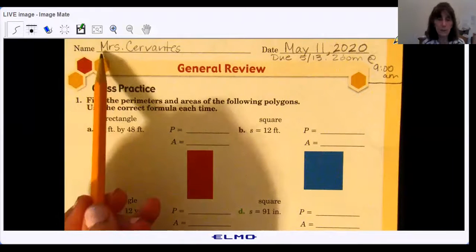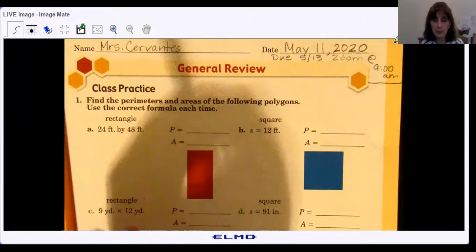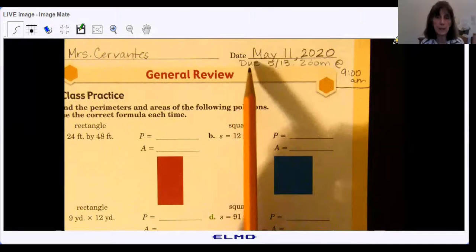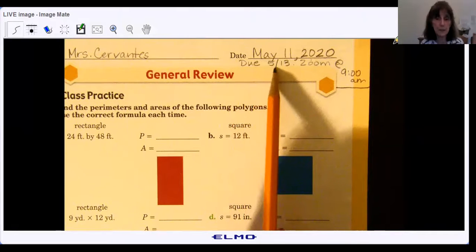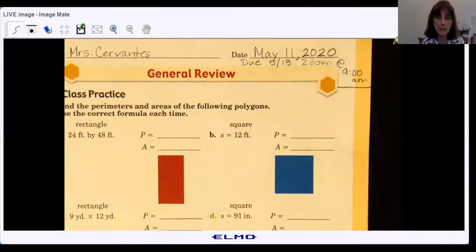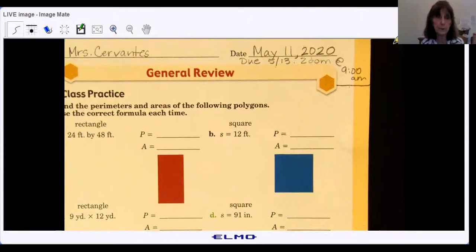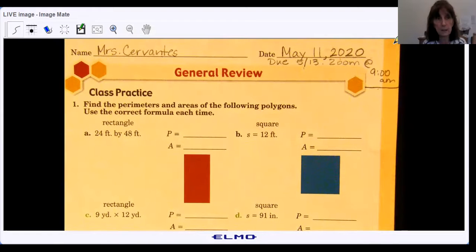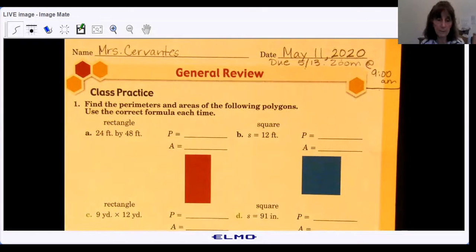We'll put our name on it, and today is the 11th of May, 2020, and it is due on 5/13 before our Zoom meeting at 9 a.m. Don't come to the meeting if you have not done the paper. If you need help, you come to the help class tomorrow, Tuesday, at 9:30. Okay? All right, let's find out what we have to do.